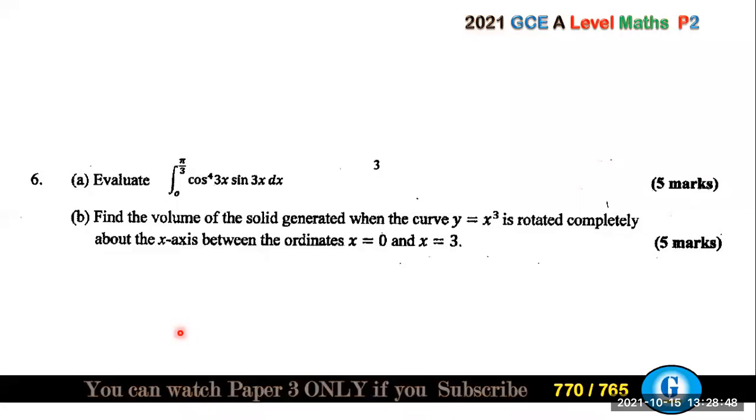Question 6. Evaluate the integral from 0 to pi on 3 of cos 3x to the power 4 sine 3x dx. Note that cos to the power 4 of 3x is the same as cos 3x, all that to the power 4. B, find the volume of the solid generated when the curve y equals x cubed is rotated completely about the x-axis between the ordinates x equals 0 and x equals 3. All right, so let's evaluate this integral first.